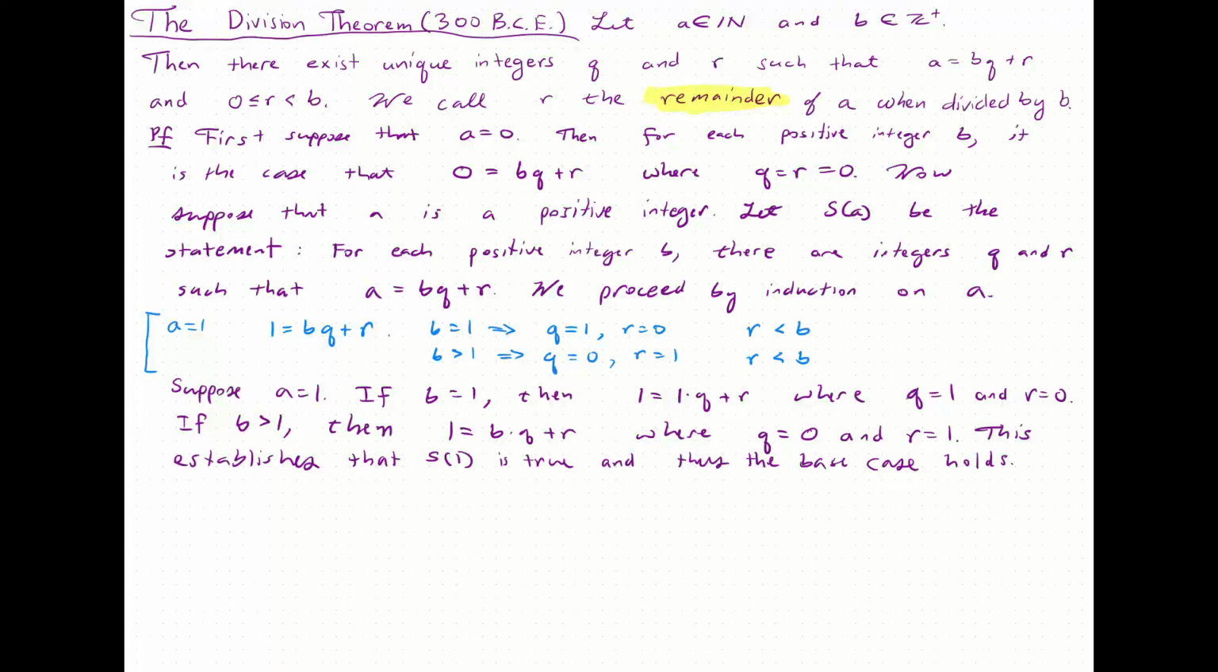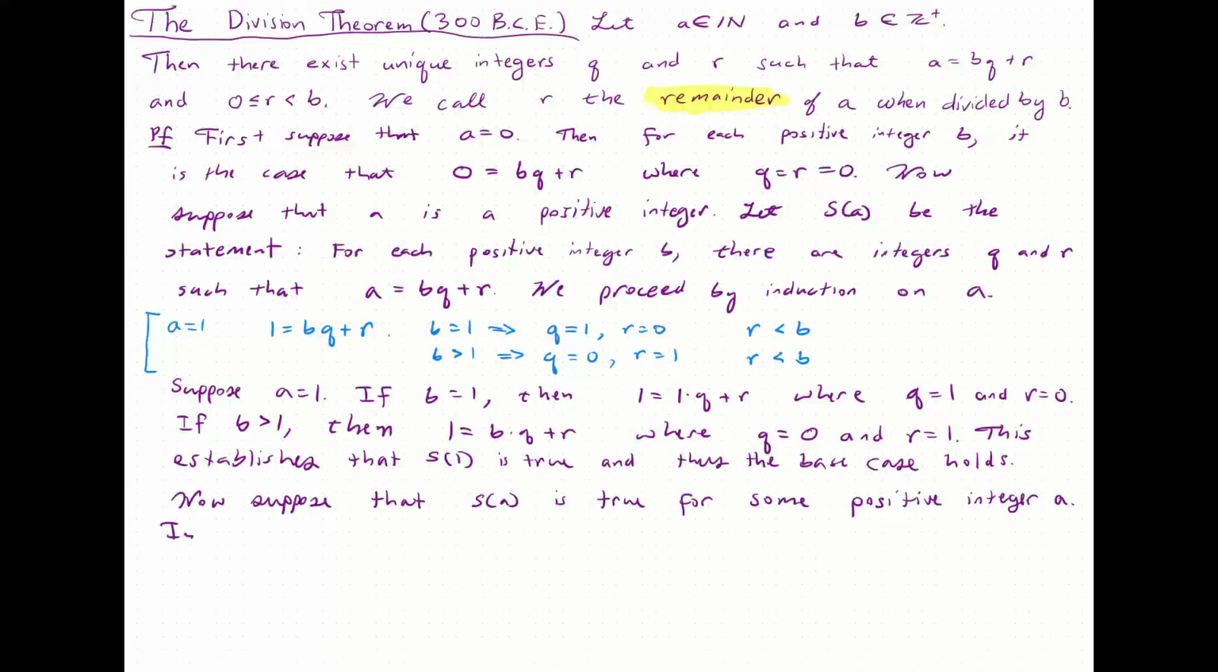So now we need to move on to the inductive step. So now suppose that S of A is true for some positive integer A. Okay, so if S of A is true, that means that for any positive integer B, it is the case that there are integers Q and R such that A is equal to B times Q plus R. So let us go ahead and write that down.